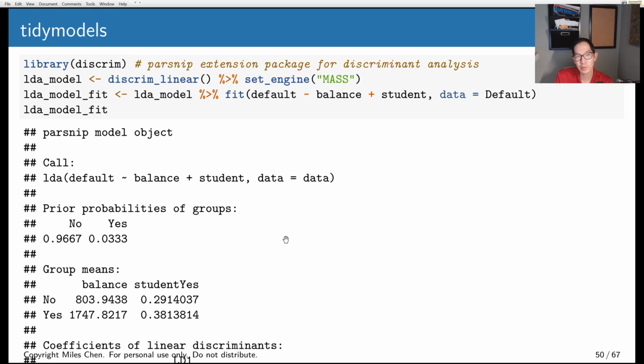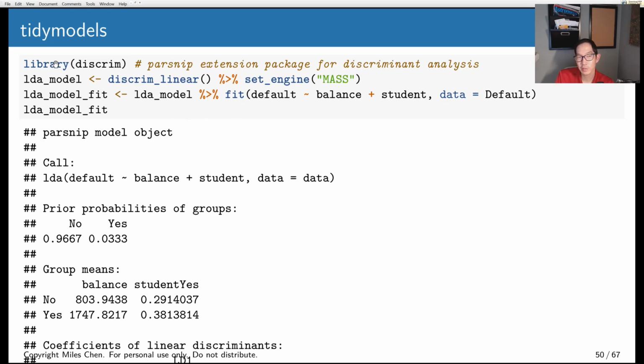How would we do linear discriminant analysis using tidymodels? Okay. With tidymodels, you'd create discrim_linear. Okay. And this will create a linear discriminant analysis model.